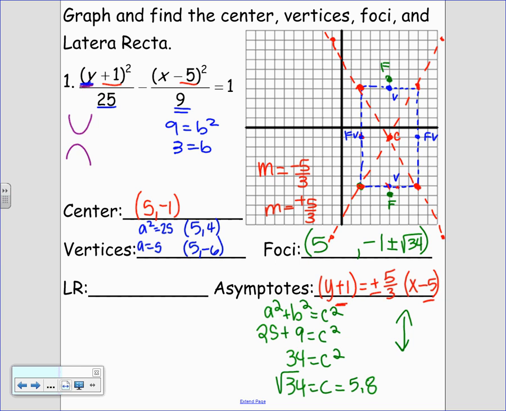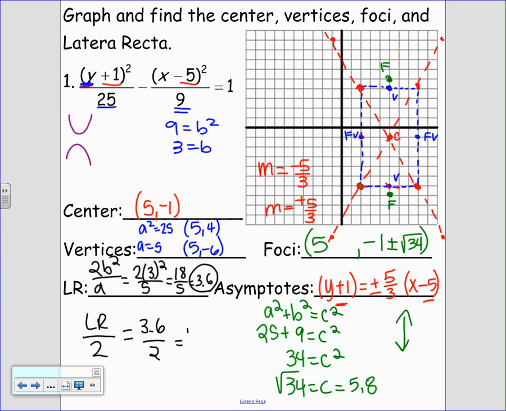Okay. Final thing is my latus rectum. It's still 2b squared divided by a. So 2 times 3 squared divided by 5 is what we're looking at. That is 18/5, and we decided back when we were doing ellipses that was 3.6. Now remember, we don't want to graph that. We want to graph half of the latus rectum. So 3.6 over 2 is 1.8.